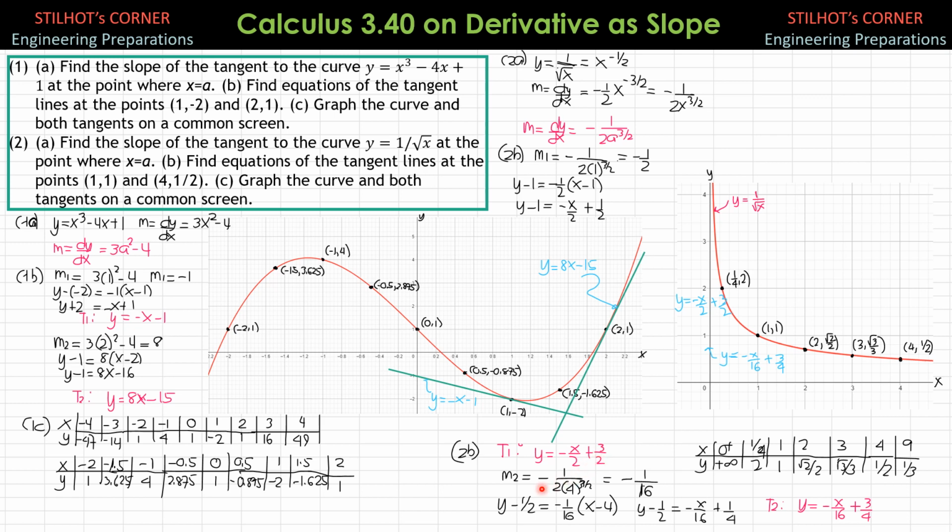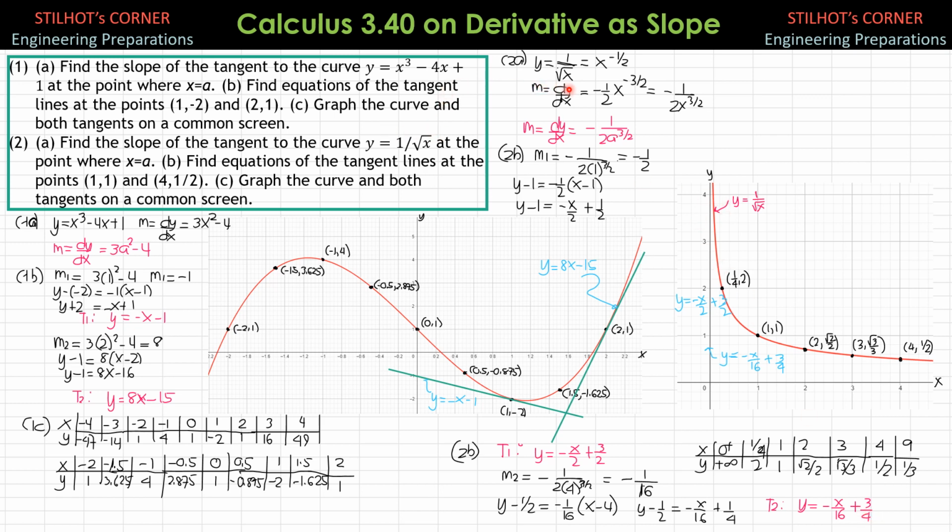Then for the second tangent, the slope is negative 1 over 2 times 4 to the 3/2. So that's negative 1/16. Then we'll have the point slope form, y minus 1/2, from this point here, equals slope times quantity x minus 4. So y minus 1/2 equals negative x over 16 plus 1/4. Simplifying, the second tangent has the equation y equals negative x over 16 plus 3/4, since 1/4 plus 1/2 is 3/4. We then sketch the curve.